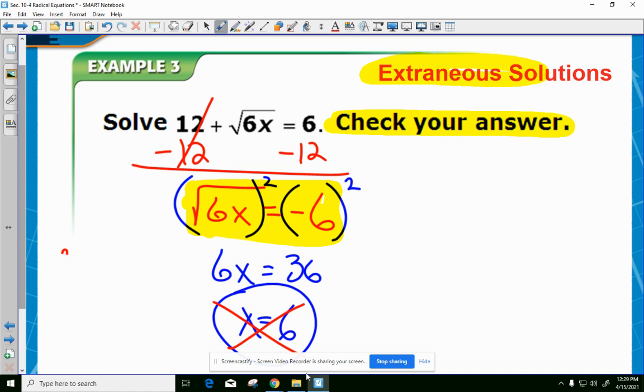Okay. So every time you get a square root problem, you're going to have to check your answer.